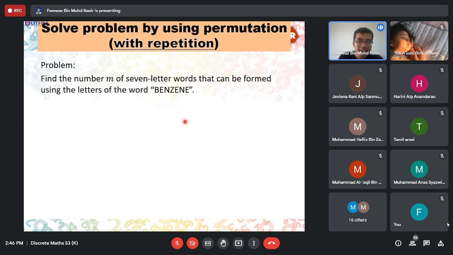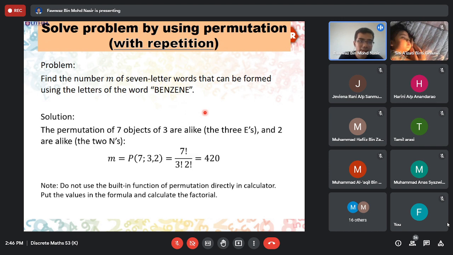Okay, so dalam this case, kita punya word adalah benzene. So we have altogether 7 elements. So kita punya N value is equivalent to 7. Okay, lepas semicolon tu kita sebab kita ada 2 letters yang repeated. E kita is repeated 3 times, so we write 3, comma. N kita is repeated 2 times, so kita letak comma 2.